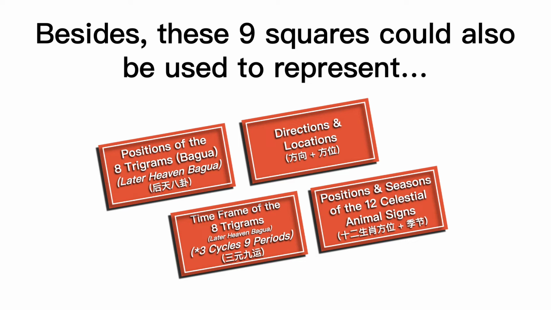Besides, these 9 squares could also be used to represent the positions of the 8 trigrams, or what we call the bagua, and also represent the time frame of the 8 trigrams, representing the directions and locations, and also to represent the positions and seasons of the 12 celestial animal signs.